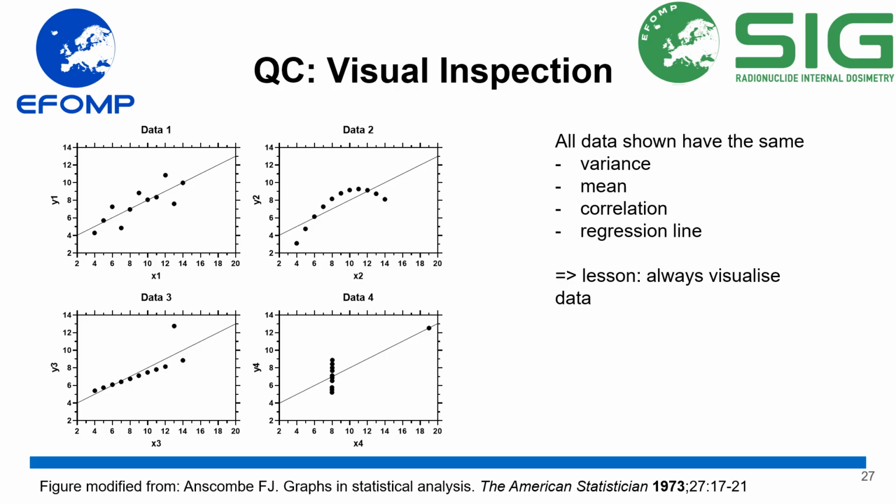Here you see an example of why visual inspection is essential. All these four fits have the same variance, mean, correlation and regression line. The lesson here is: always visualize the data. Obviously, only the left upper curve is a good fit. All the others either systematically deviate from the fit curve, or have outliers which should be removed before the fit, or should not be fitted at all as there is only one outlier producing the fit. So this is always needed and essential.